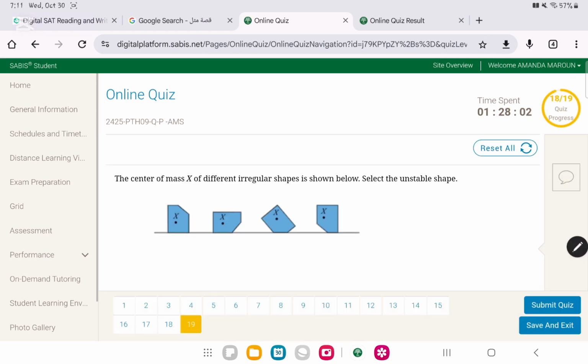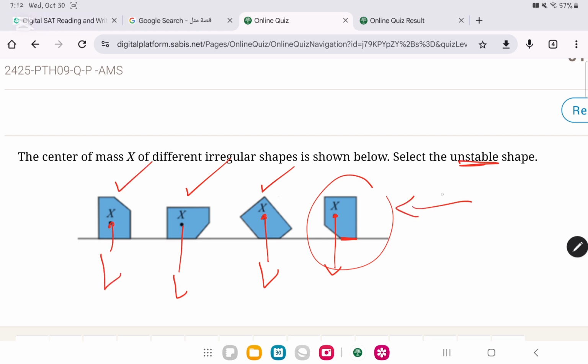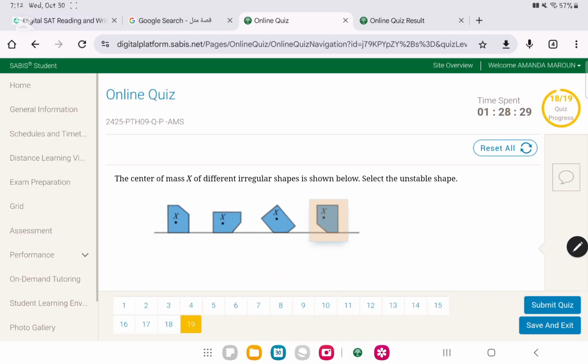Now finally, we reach this, which is very simple. They told us the center of mass of different irregular shapes is shown below. Select the unstable shape. Unstable shape means if you draw from its center of mass an arrow and it does not pass through the base, then it's unstable. This is definitely unstable. This passes through the base, it's stable. This passes through the base, it's stable, and this passes through the base, it is stable. So this one is unstable. Let's submit and see.